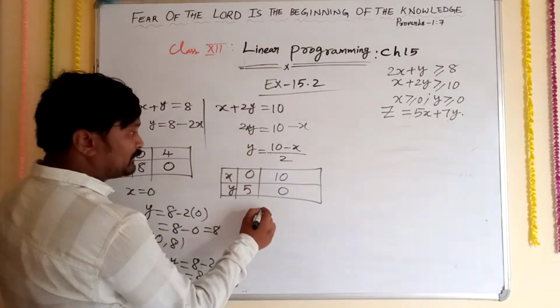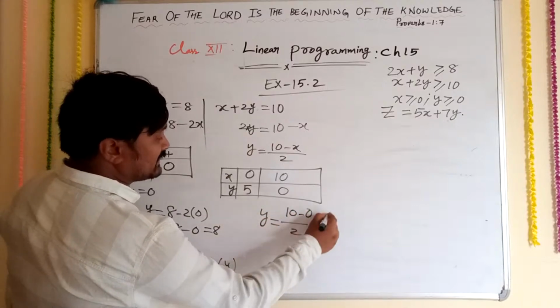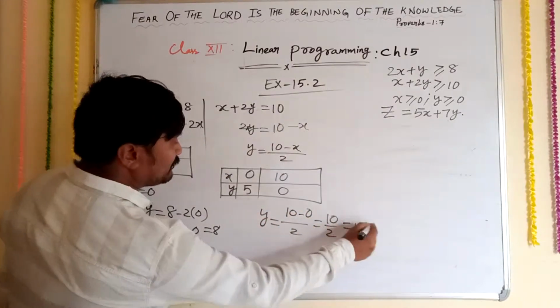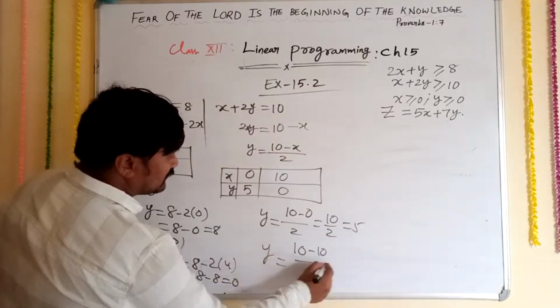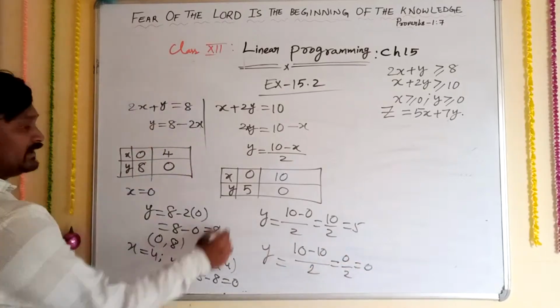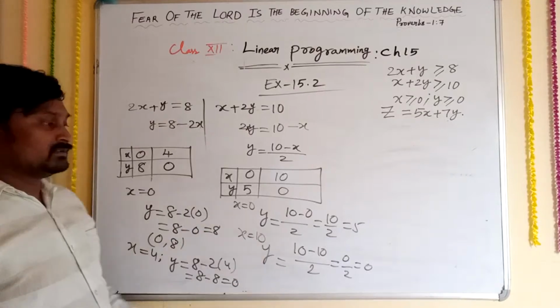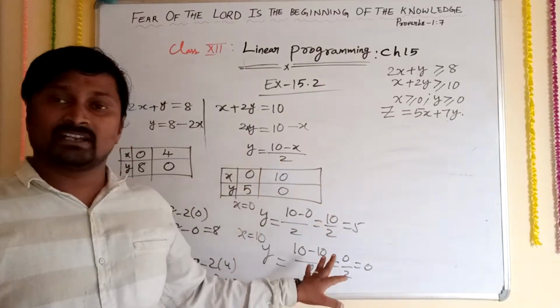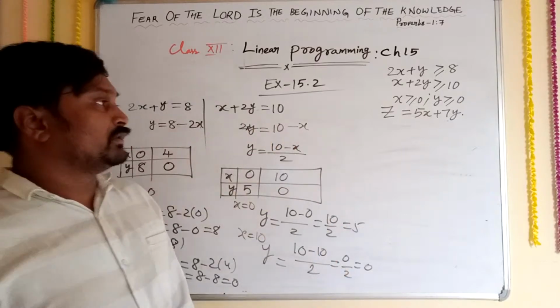So here, y is equal to 10 minus 0 upon 2, that is 10 upon 2, that is 5. And y is equal to 10 minus 10 upon 2, that is 0 upon 2, that is 0. So here x is equal to 0 and here x is equal to 10. So at last, you get these points. Once you have these, you are going to draw the normal graph.